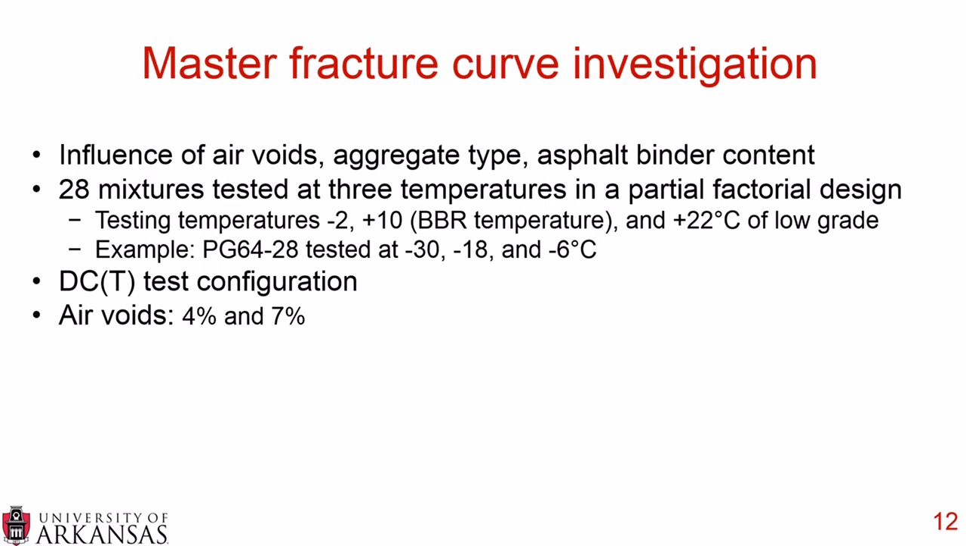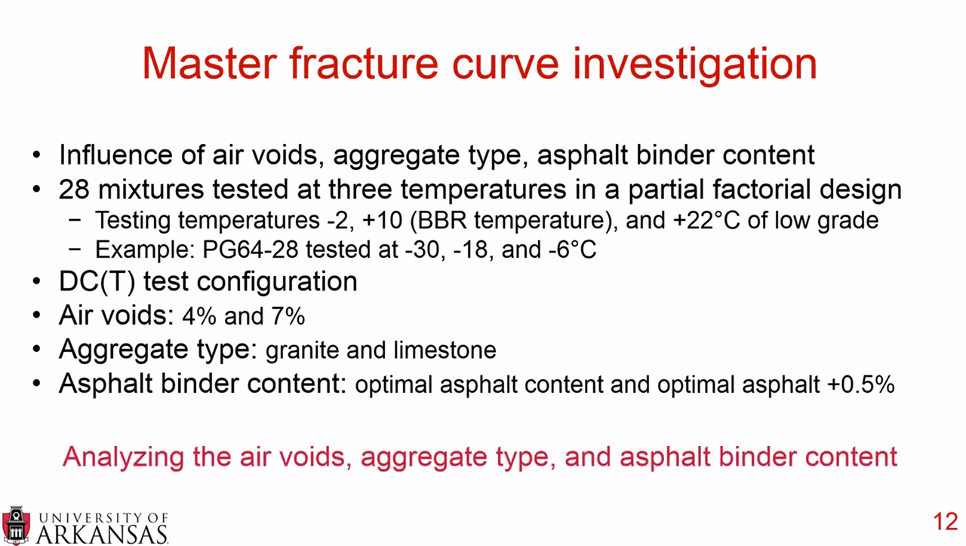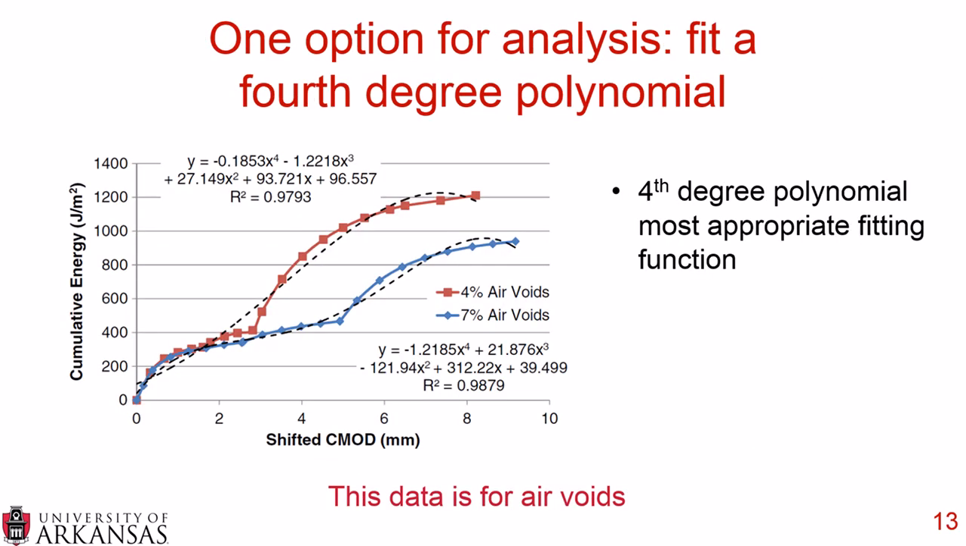We used the DCT, the dish shaped compact tension test configuration, and our air voids were 4% and 7% in our partial factorial design. We used a granite and limestone aggregate, and then for the asphalt binder content, we simply looked at the optimal asphalt binder content, and then we added 0.5%. So we just put 0.5% extra binder after performing the SuperPave mix design. And this allowed us to analyze the influence of air voids, aggregate type, and asphalt binder content on the master fracture curves. So let's start with the air voids.